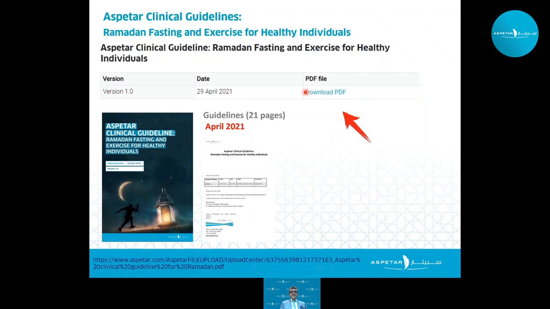And contrary to all the previous papers that I just showed you, that are usually hidden behind journal paywalls, this is a completely free document. You just need a connection, connect on the Aspetar website, and you can download it and you can read it. And if you read it, you will find very interesting information.